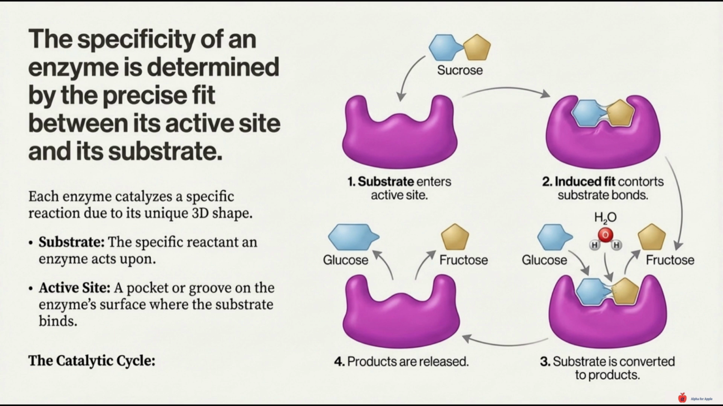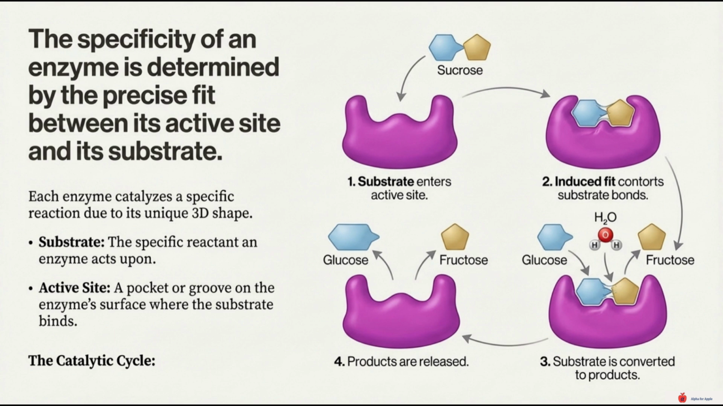The active site actually changes shape slightly as the substrate binds, sort of embracing it more snugly. And that physical embrace contorts the substrate's chemical bonds, making them much easier to break, and that's how the reaction accelerates so dramatically. Once the substrate is converted to products, say sucrose into glucose and fructose, the products are released and the enzyme emerges totally unchanged, ready for the next round. Which explains how a single enzyme molecule can process millions of substrates per minute.